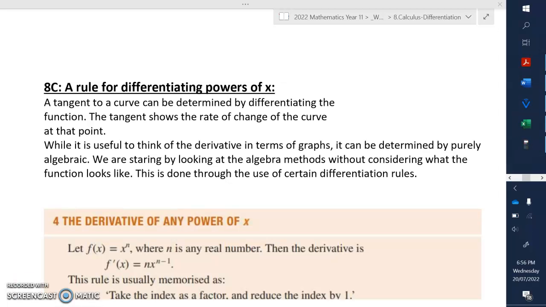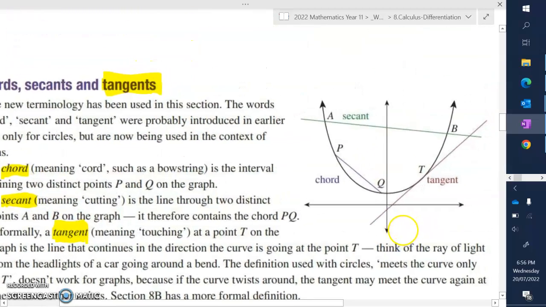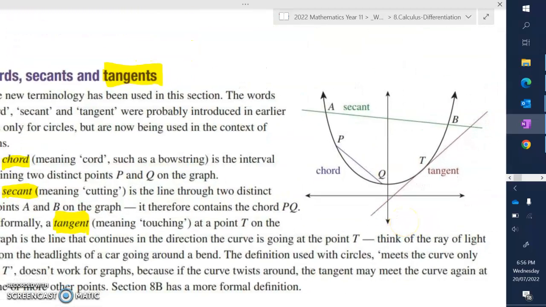Before we have a look at this rule for differentiating, and we're going to use that word a lot, differentiating a power of x, we are going to think of it algebraically, but I'm going to jump back to the graph up above as well. So we need to know what a tangent is. I've got a parabola on this graph up above, and a parabola has a power of 2, so we have an x squared in there. And a tangent is a line that cuts that parabola at one point.